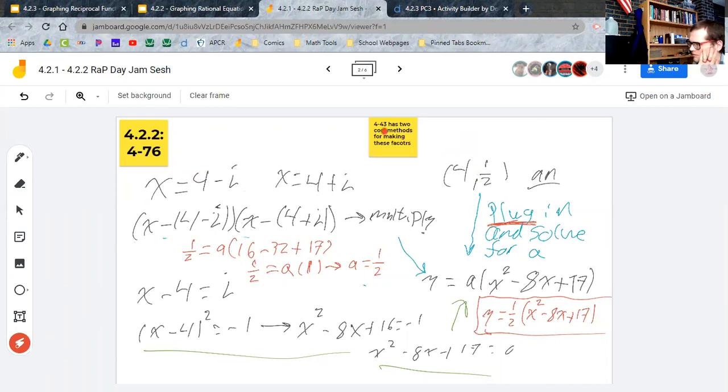There's a problem, I mentioned it up here, 4-43, from section 4.1, that has two cool methods for making factors from imaginary things.